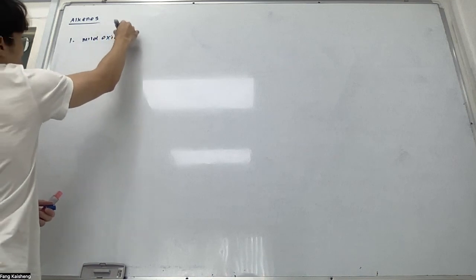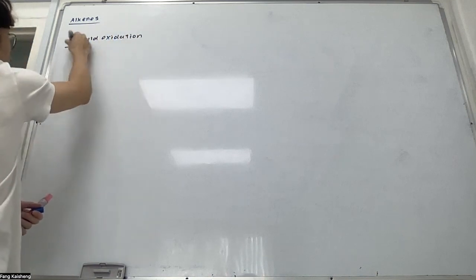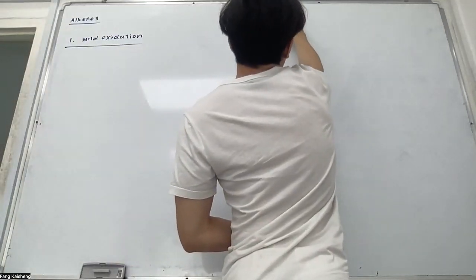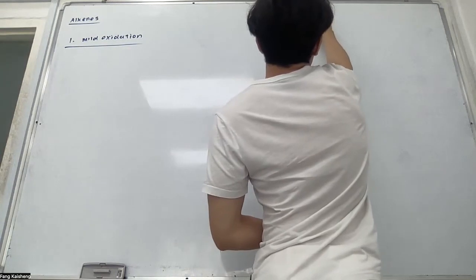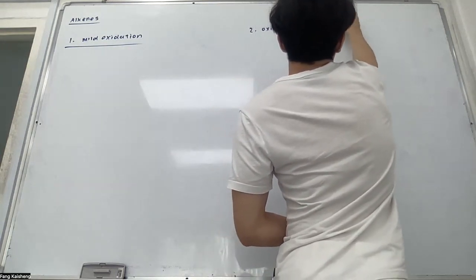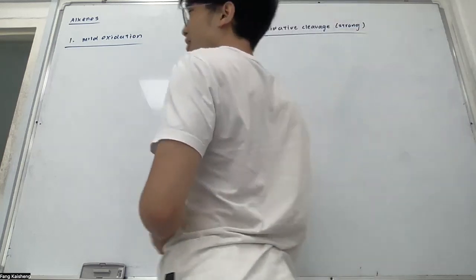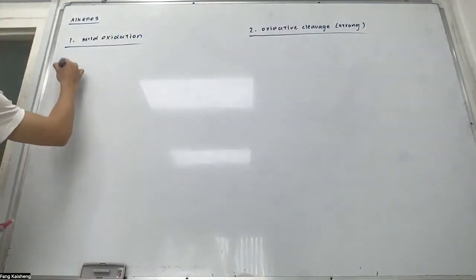Guys, what's the opposite of mild? It's strong. But more commonly, we will use this term instead: strong oxidation is known as oxidative cleavage. We'll look at that soon. We look at mild first. Mild is very simple. This one I don't really care about. We take a look at mild oxidation.